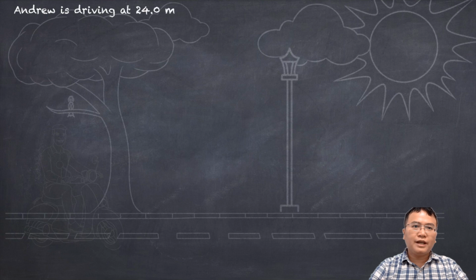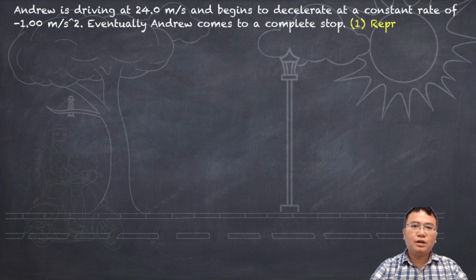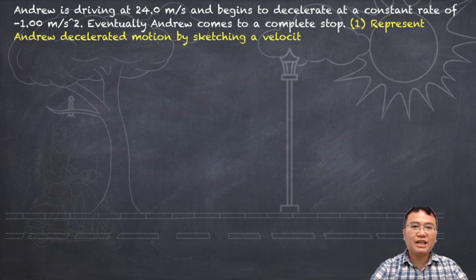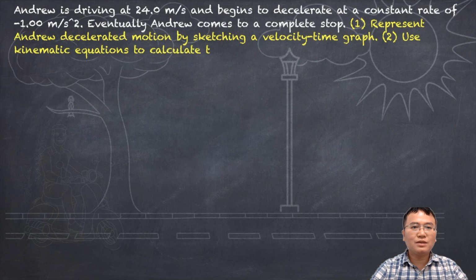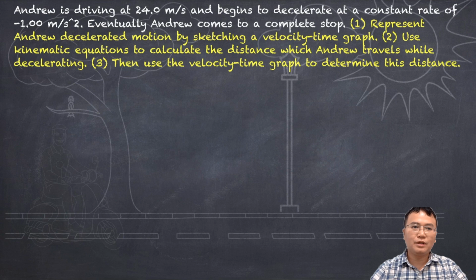Andrew is driving at 24 meters per second and begins to decelerate at a constant rate of -1 meter per second squared. Eventually, Andrew comes to a complete stop. 1. Represent Andrew's decelerated motion by sketching a velocity-time graph. 2. Use kinematic equations to calculate the distance which Andrew traveled while decelerating. And 3. Use the velocity-time graph to determine this distance.